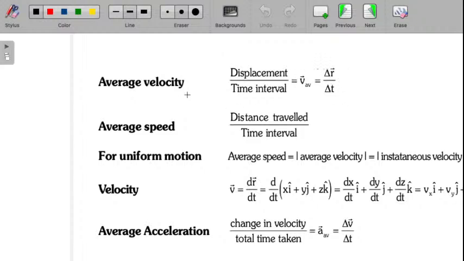We hope we are all familiar with these definitions. We know the average velocity is defined as the displacement by time, which is delta r bar by delta t.